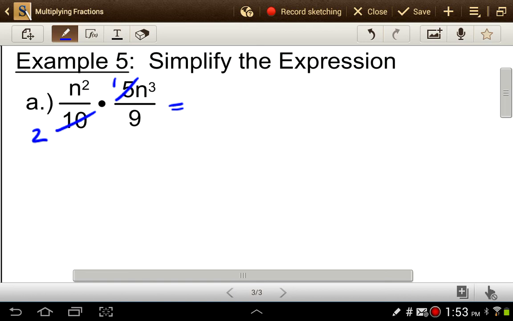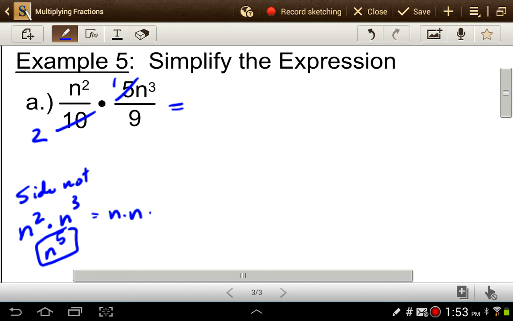But n squared times n to the 3rd power. Remember, side note, from last chapter, if I have n squared times n to the 3rd power, you add the exponents, that's n to the 5th power. Because this means I have n squared times n to the 3rd power, which means I have 5 of them. So that's n to the 5th power, a little reminder from last chapter.